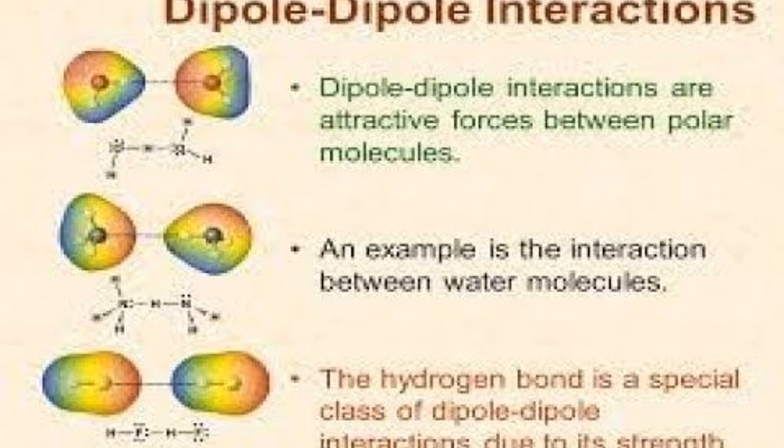Example, we already discussed the water molecule. In the water molecule, the hydrogen bond is a special class of dipole-dipole interaction due to its strength, that is, the electronegativity differences.